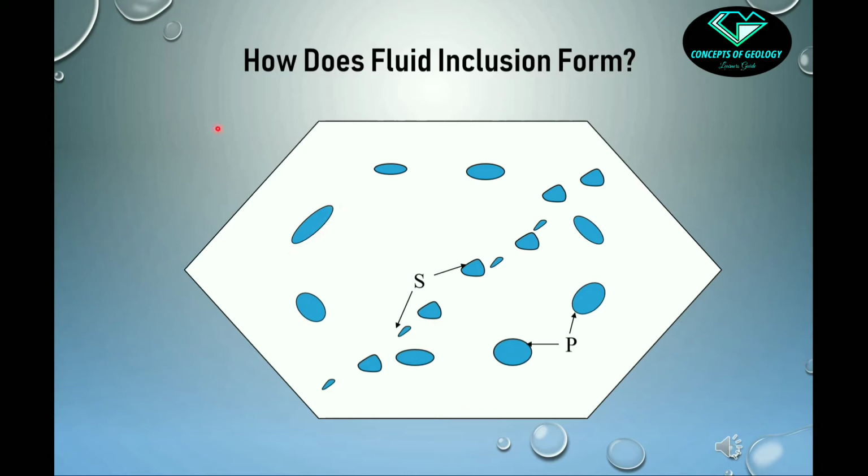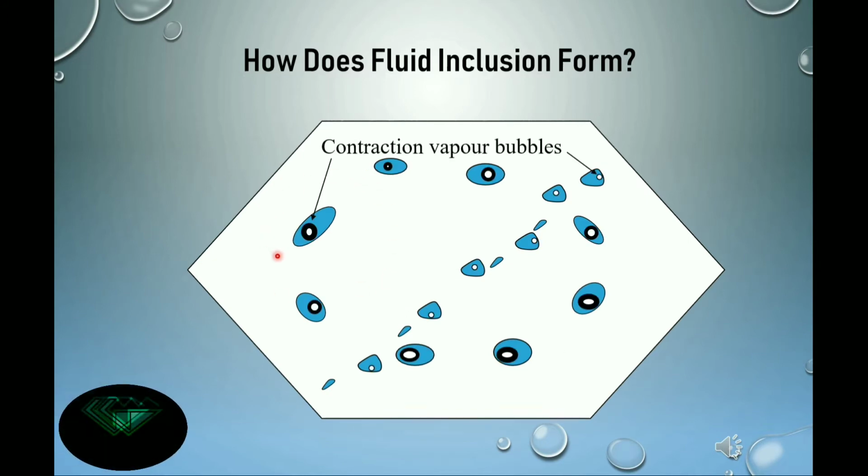Now as soon as the vacant space is created within the inclusion, pressure inside the inclusion is lowered. So to maintain the pressure, some of the vapor comes out from the liquid and fills the empty space. This vapor phase occurs within the inclusion just like a bubble. These are called contraction bubbles, the contraction vapor bubbles within the inclusions. So this is the story of formation of fluid inclusion and the vapor bubbles inside it.